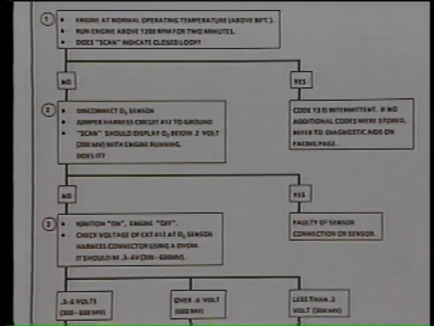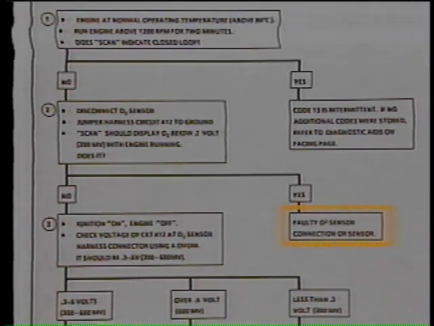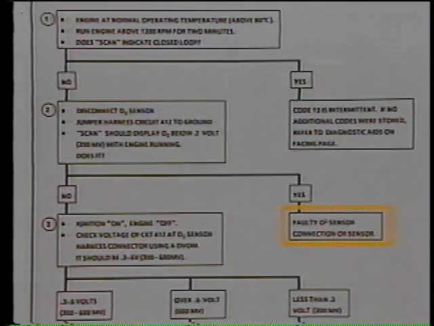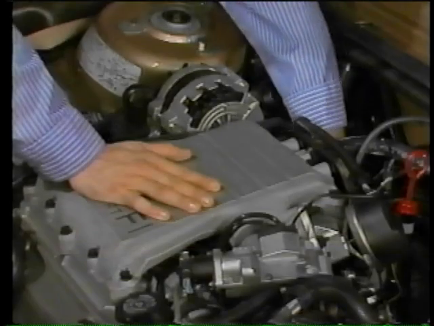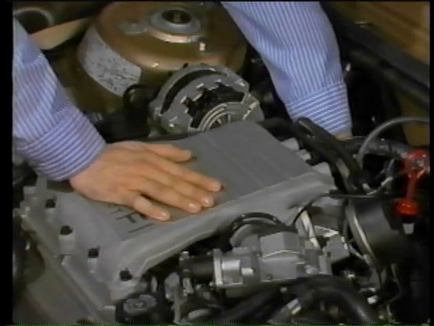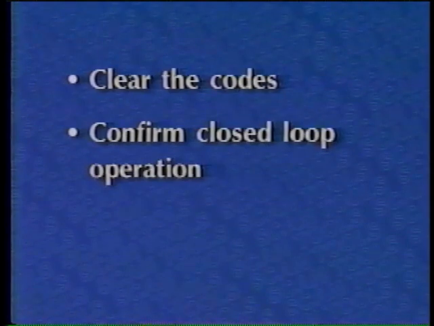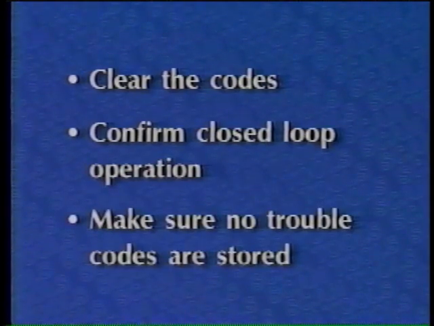So you follow the yes response on the chart, and you find the problem is caused by a faulty O2 sensor connection or sensor. On this vehicle, you find the connection to the sensor to be in good condition. So the code was set by a faulty O2 sensor. After replacing the sensor, clear the codes, confirm closed loop operation, and make sure no trouble codes are stored. Remember, you can check for trouble codes with the scan tool by pushing the mode button, then the number 3. Now the only code that remains to be checked is code 63.